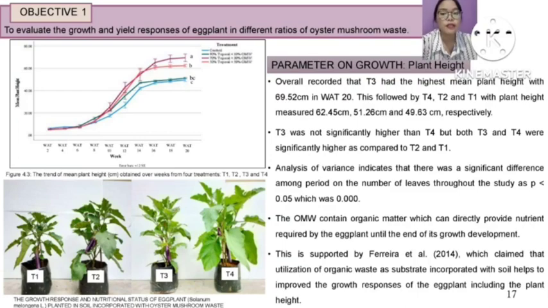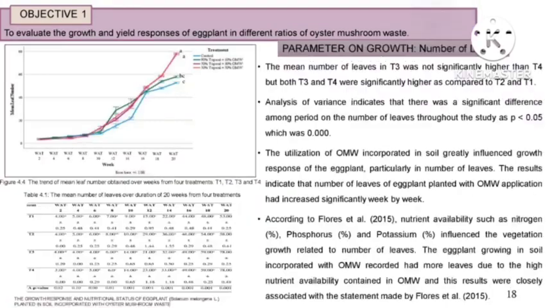Next are the results on the growth parameters, which is the plant height. Based on the graph in figure 4.3, T3 recorded the highest mean plant height with 69.52 cm, followed by T4, T2, and T1. The oyster mushroom waste contains organic matter which can directly provide nutrients required by the eggplant. Next, the number of leaves. Based on the graph, T3 showed the highest number of leaves, followed by T4, T2, and T1. The utilization of oyster mushroom waste incorporated in soil has greatly influenced the growth response of the eggplant.